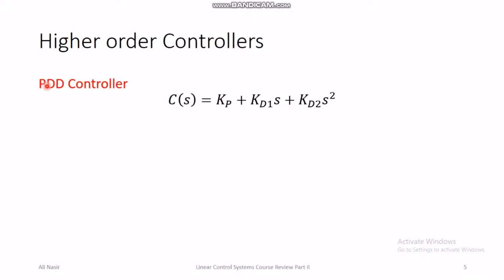If you want a PDD controller, then the second term of the derivative part is with s square, and that will act on the second derivative of the error. This will act on the first derivative of the error. Then there is the PII controller, which is Kp plus Ki over s plus Ki2 over s square. So this is again important, that if you want to have double integral control, then this second part of the gain should have a double integral part, or 1 over s square part.